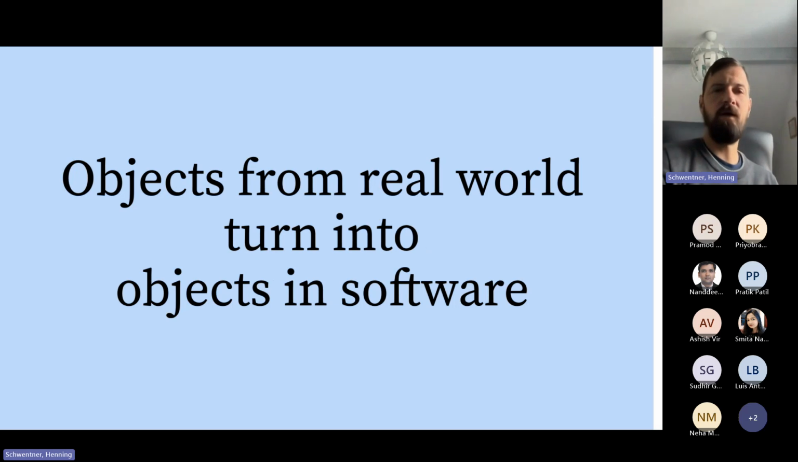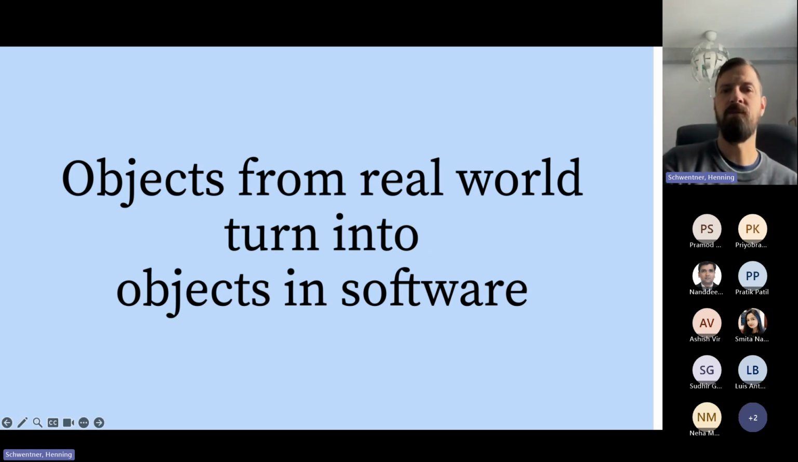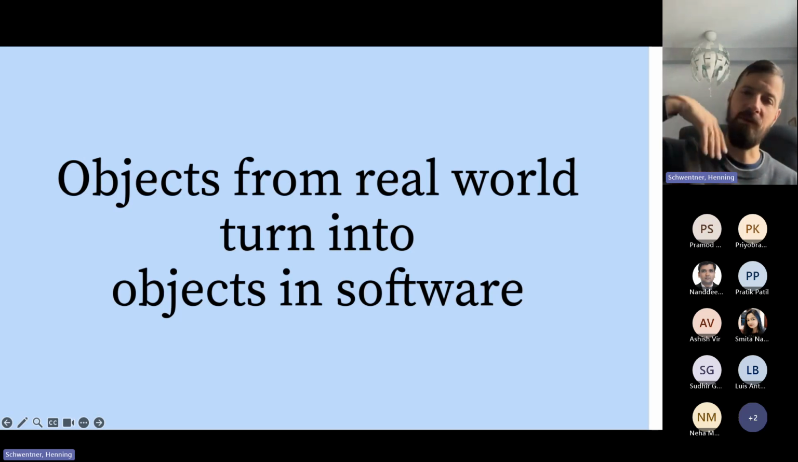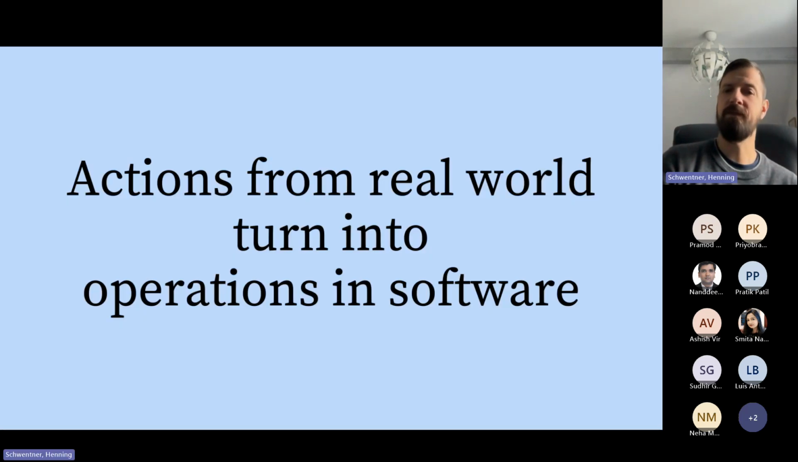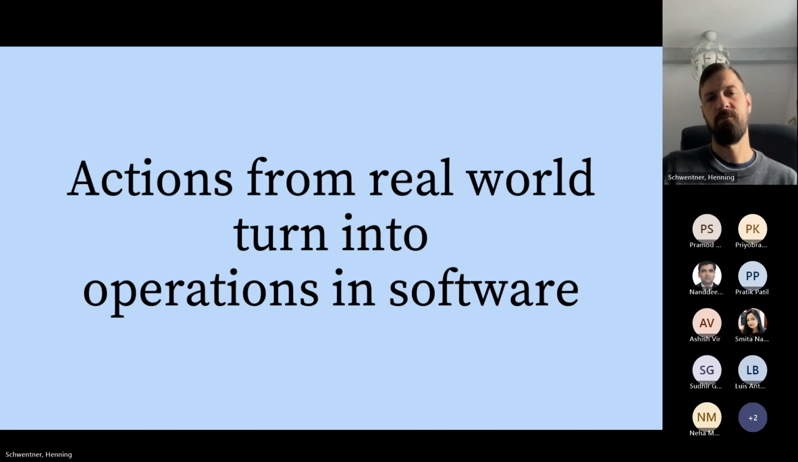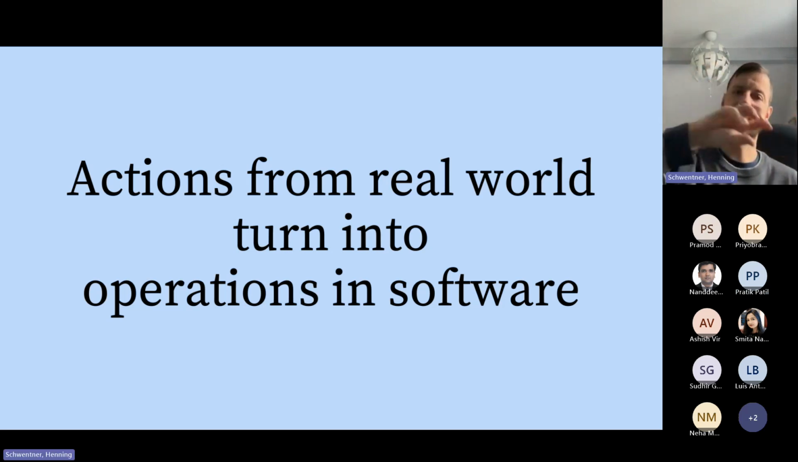So what are the objects in the real world in our banking example? Well, the bank account, we see that here and here and here again. That's an object. So that's something that we would turn into an object in software as well. And then the second rule of thumb is the actions from the real world turn into operations in software. And operations, that's maybe a bit abstract term. Let's say actions from the real world turn into methods in software. Objects become objects, actions become methods.